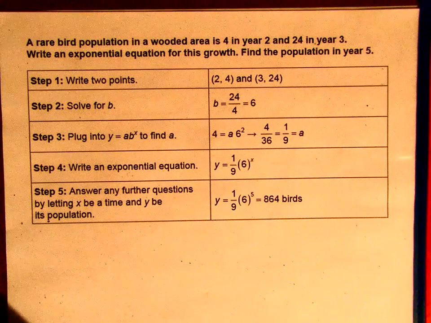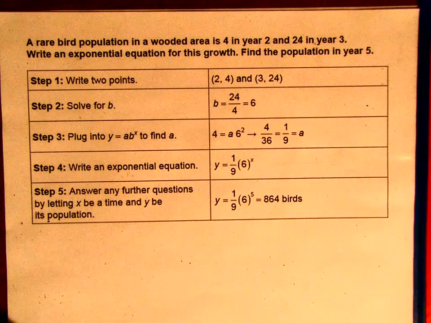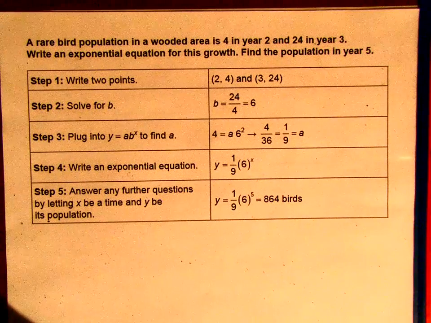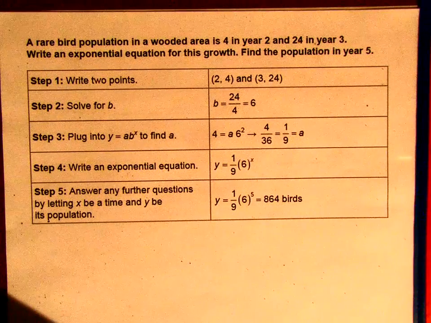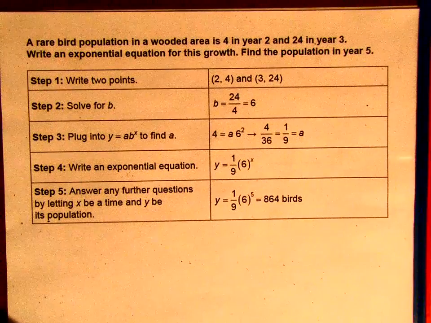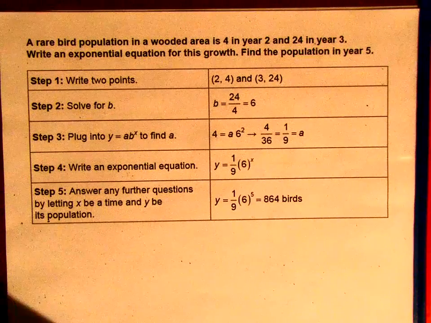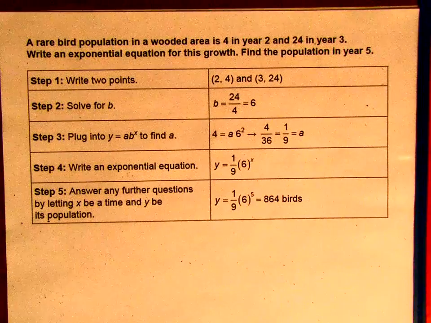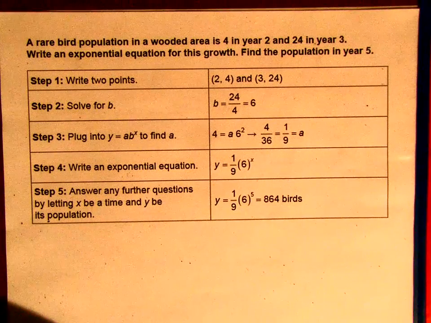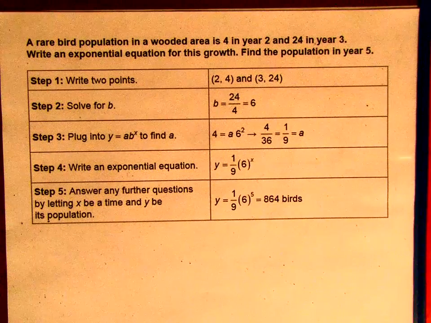A rare bird population in a wooded area is 4 in year 2 and 24 in year 3. Write an exponential function for this growth. Find the population in year 5. So it's 2 parts. First, we have to write the function. And second, we'll project the population in year 5.